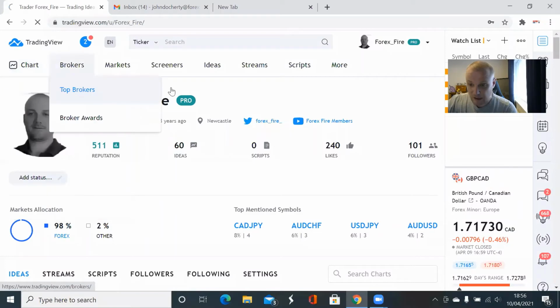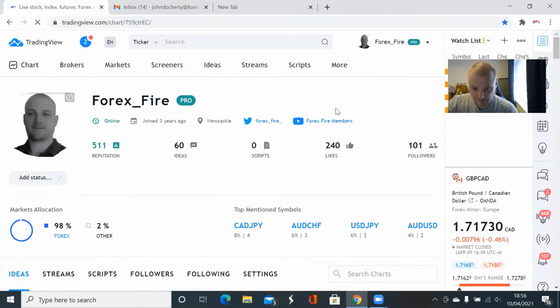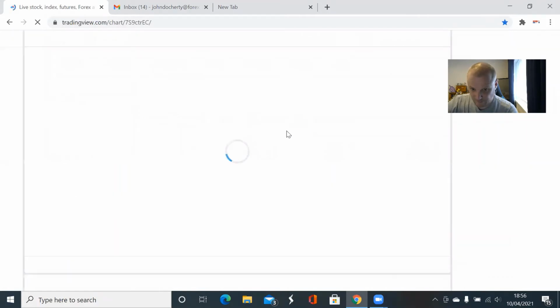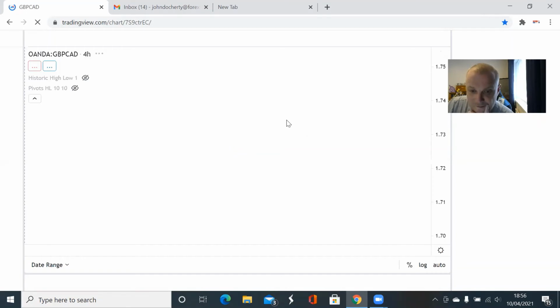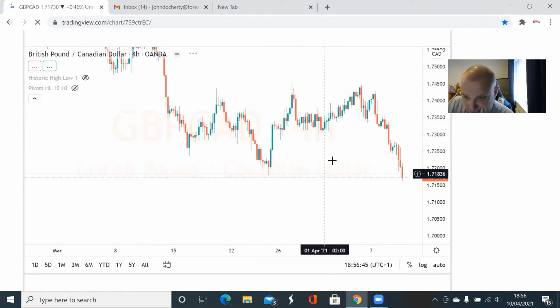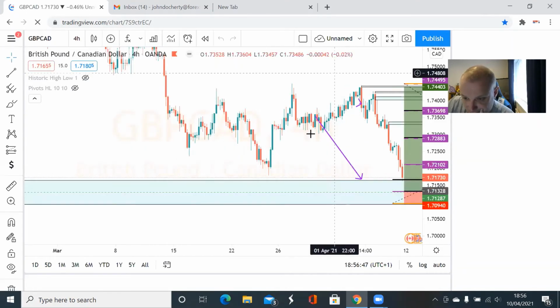Okay, so again, just share the screen. Back on the chart. Hopefully it'll go back on the same chart for us. GBP card, yeah. Has it kept it drawn up? Yeah, it has.